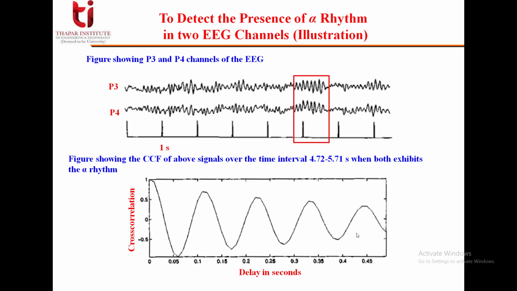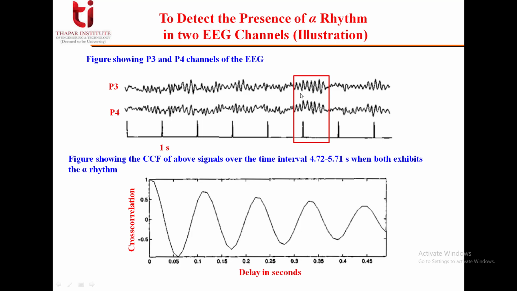Now, you remember the second question was how to detect alpha rhythm simultaneously in two channels. For that we can use the cross correlation function, that is CCF. In this figure, first you see two channels, P3 and P4, and we are considering the time range of 4.72 to 5.71 second, and both are exhibiting alpha rhythm in this.